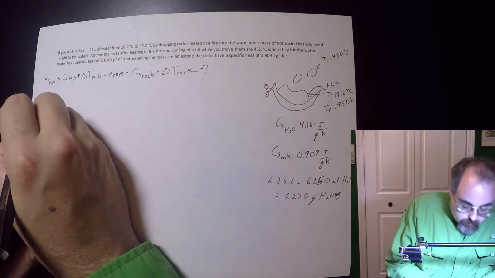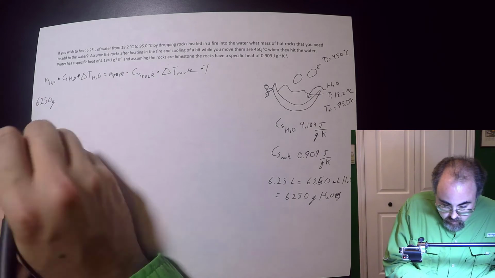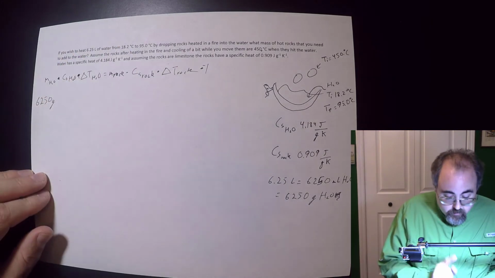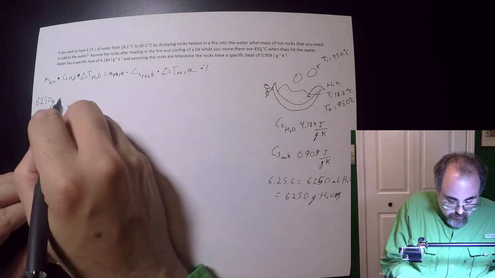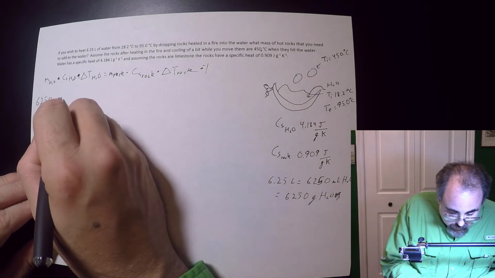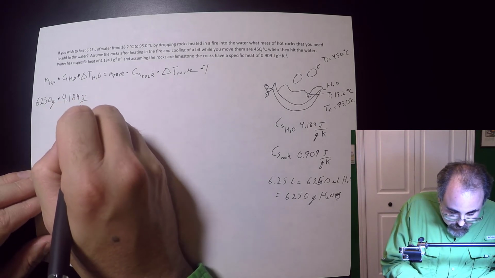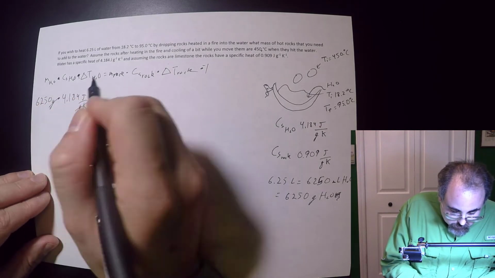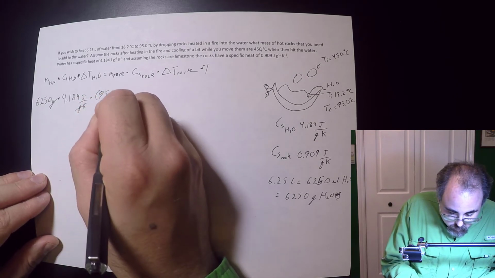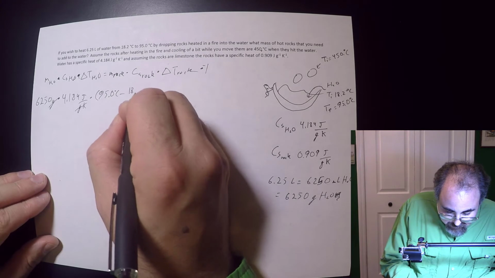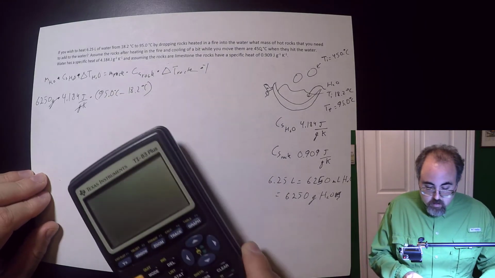Okay, so I'm going to have 6,250 grams. No decimal point in that case, because other than that typo, that's only 3 sig figs. Okay, so now 4.184 joules per gram Kelvin. The grams cancel, times parentheses 95.0 degrees C minus 18.2 degrees C. I grab a calculator for that.